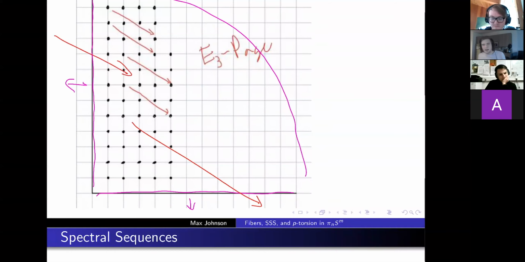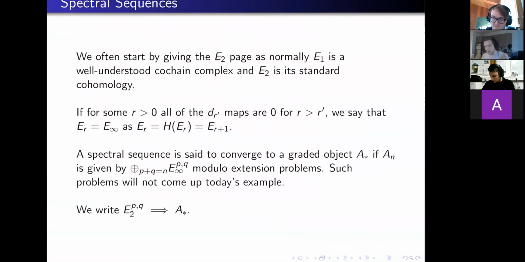And all the incoming maps are going to come from the out of bounds area, which means the maps are going to a 0 group, so they must be the trivial map, or they're coming from a trivial group, so they must be the 0 map. So if all the maps are 0 maps, then taking cohomology doesn't change anything. And so what we end up getting is that if eventually all the d_r are trivial, it doesn't have to be because of bounded reasons, but bounded reasons are a good one, then taking cohomology doesn't do anything. And so flipping the page is just the same page over and over and over again.